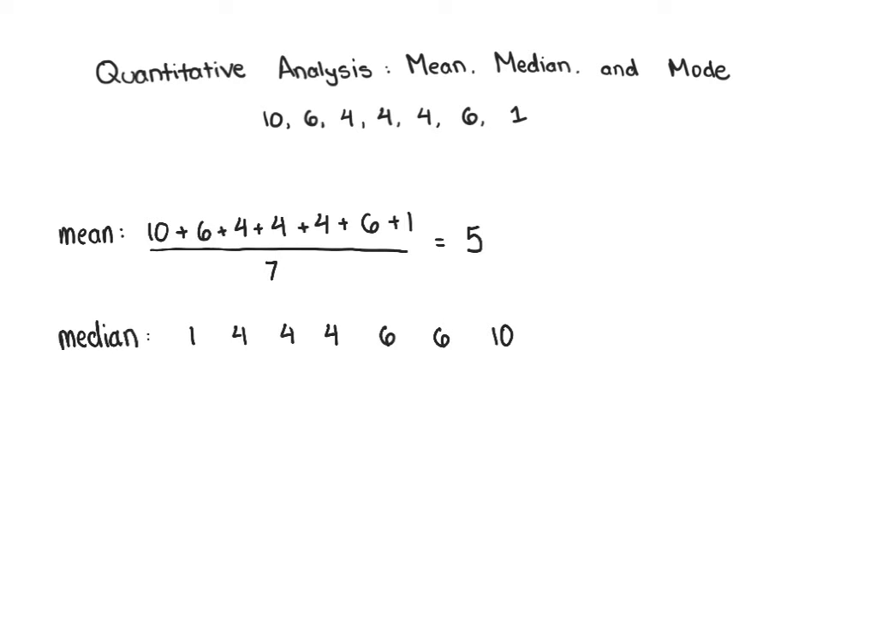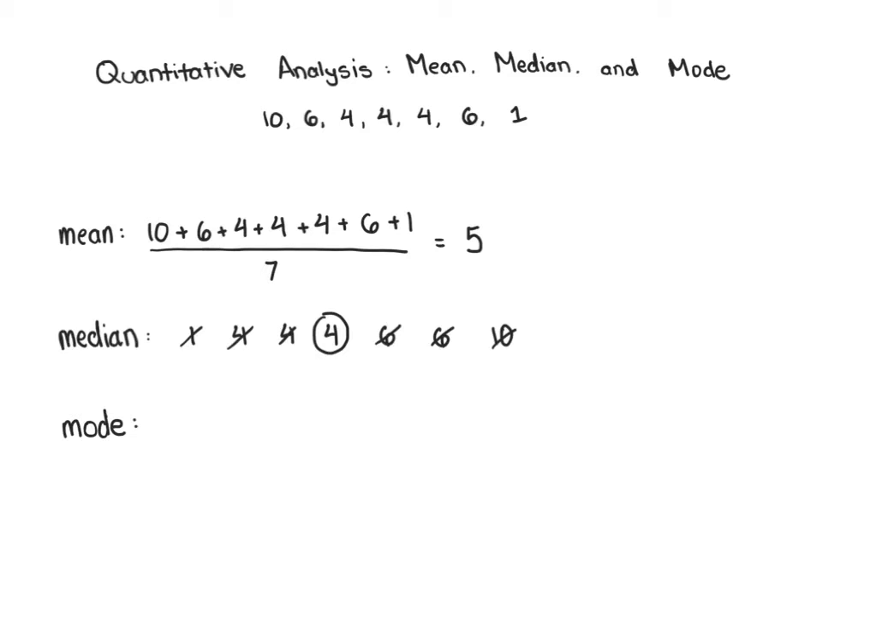The easiest way to find the median is to cross off one number from each side until you're left with only one in the middle. So 1 and 10, 4 and 6, 4 and 6. That leaves 4 as our median. Notice that when we put the numbers in order, half of the numbers occur before 4 and half of them occur after 4. Next, we'll look at the mode.